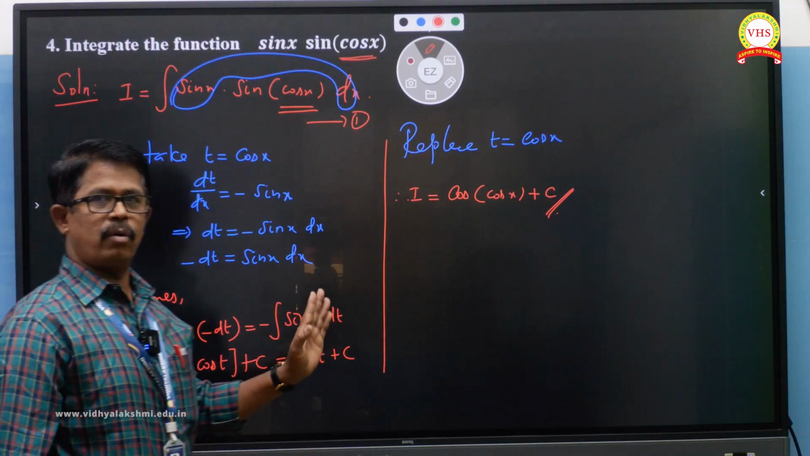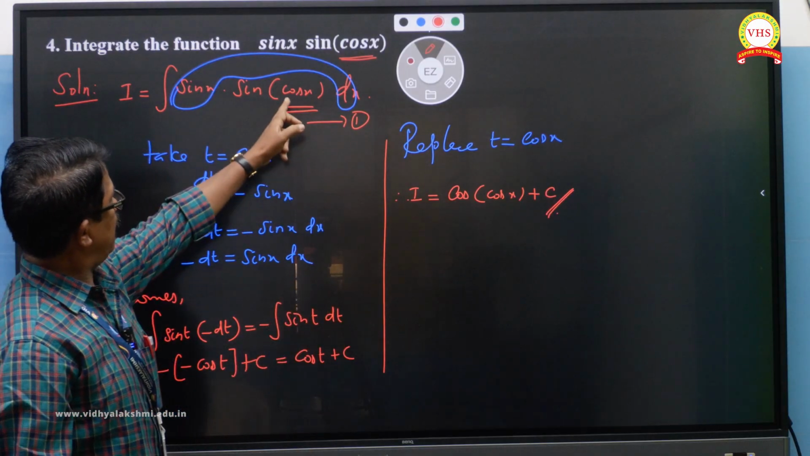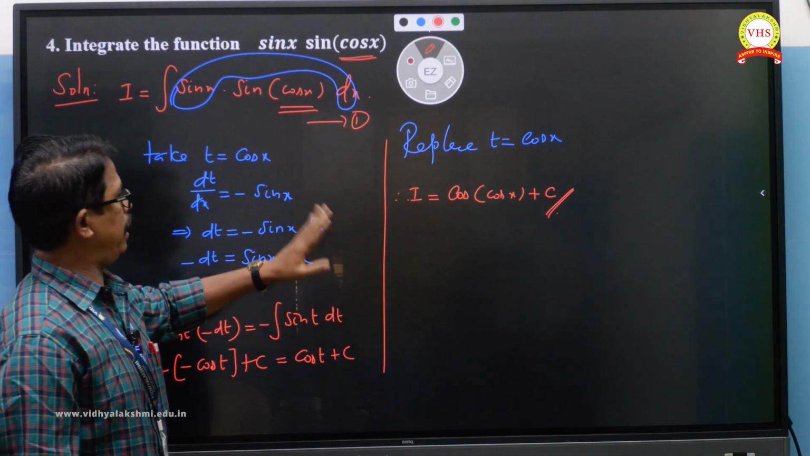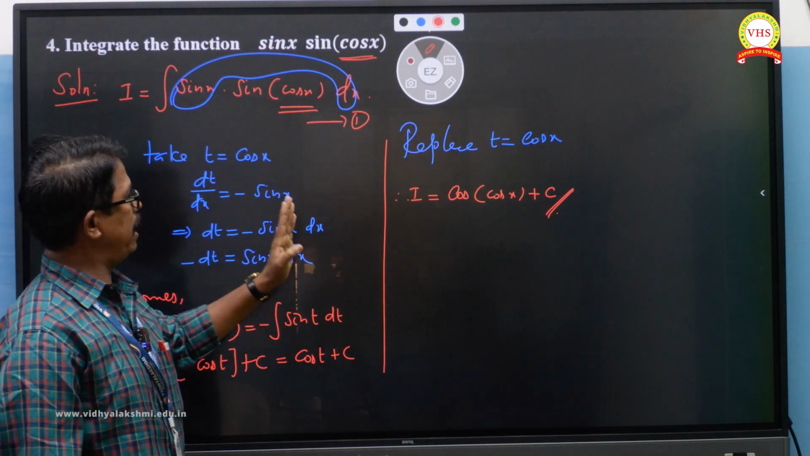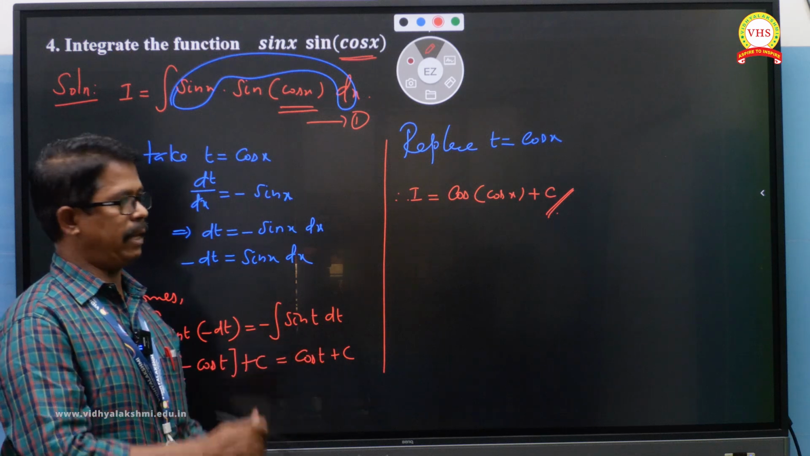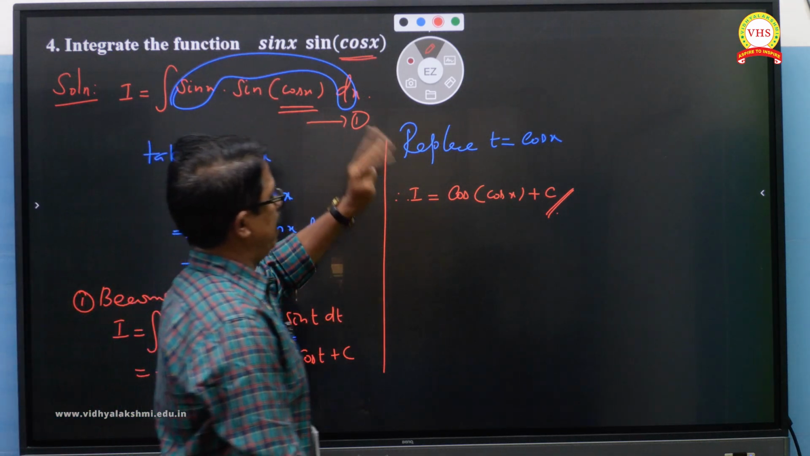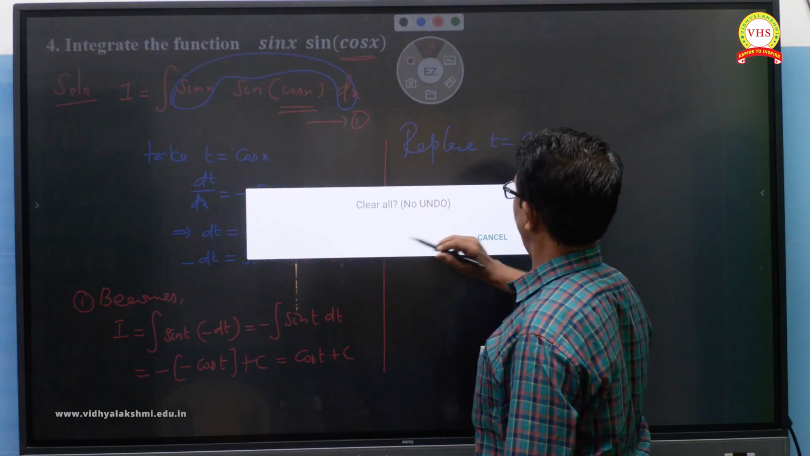Okay, are you okay? Be alert: when there is any function within the bracket, that should be the alternate variable. In the previous sums, what did we take? The denominator log x, like that. In the first sum, 1 plus x square became t. The same ideology we are going to apply for the next sum.